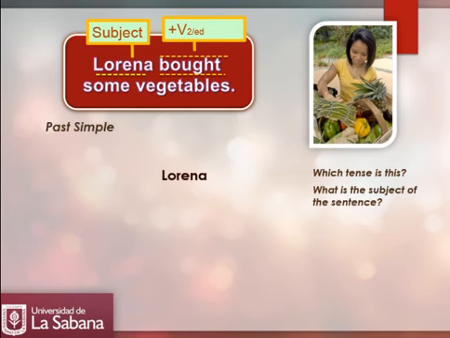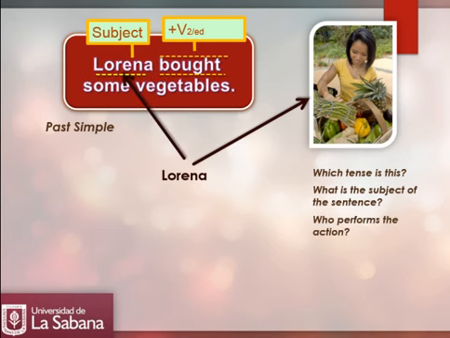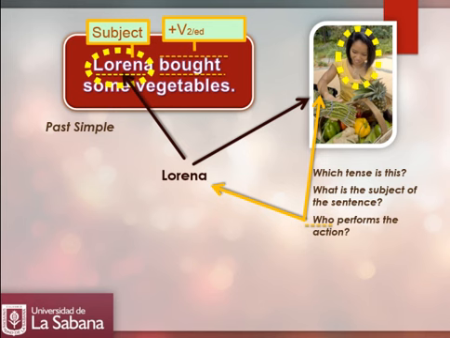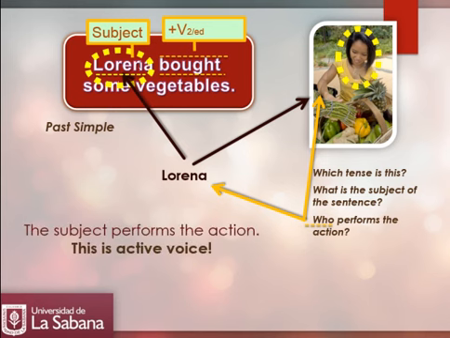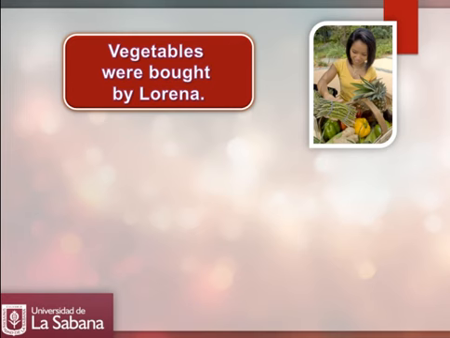The subject of the sentence comes before the main verb and it is Lorena. And the action is performed by Lorena as well. Lorena is the one who does the action. So in this case, once again, the subject is active. The subject causes the action. Once again, we are talking about the active voice.